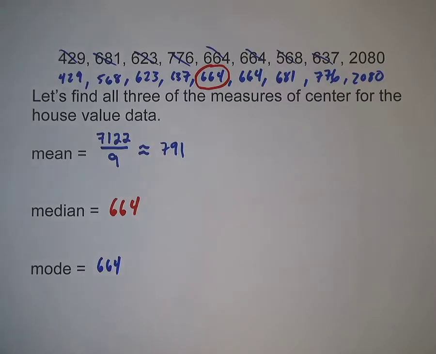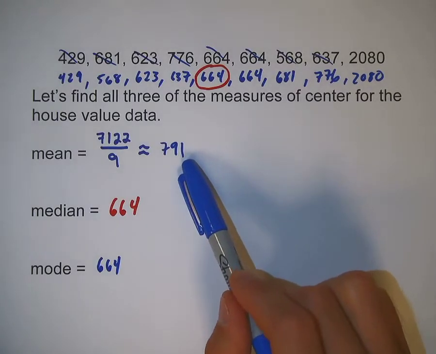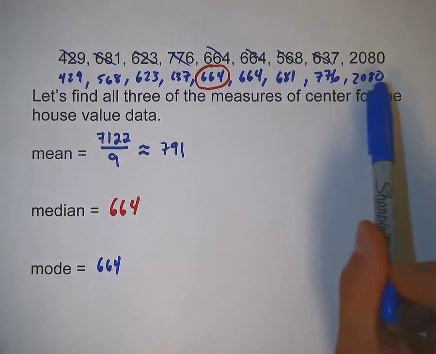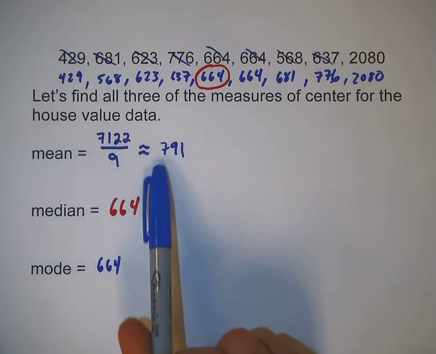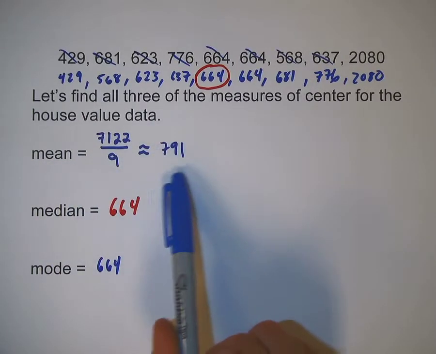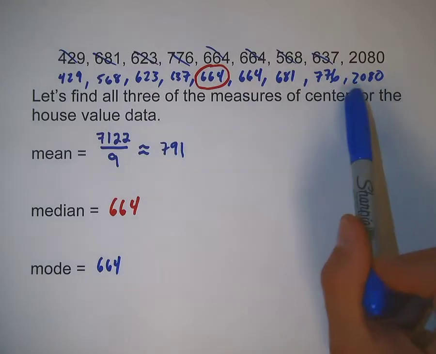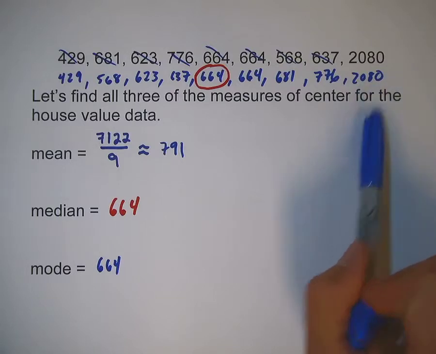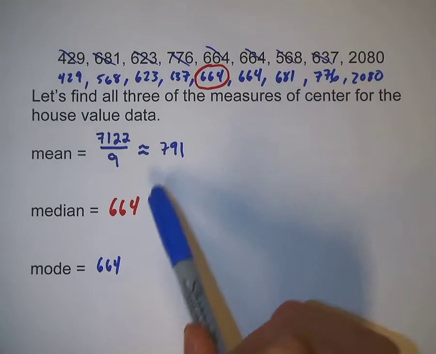Now if we take a look at all of these numbers, let's start with the mean. Notice the mean is quite a bit higher. It's actually higher than all of the values except for the big mansion at the end of the block. What happened here is that the mean is very sensitive to outliers, so this $2.08 million house has a big effect on the mean. It pulled the mean way up.